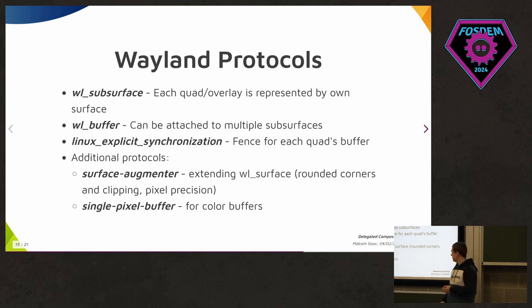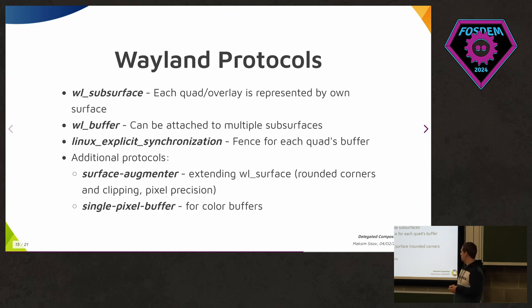And the main thing is the surface augmenter, right? Because we wanted this data to be sent from the Chromium browser, basically the compositor frame, with additional information like rounded corners, clipping, also pixel precision. This is one of the important things. And we needed to make our own protocol extending the Wayland surface.